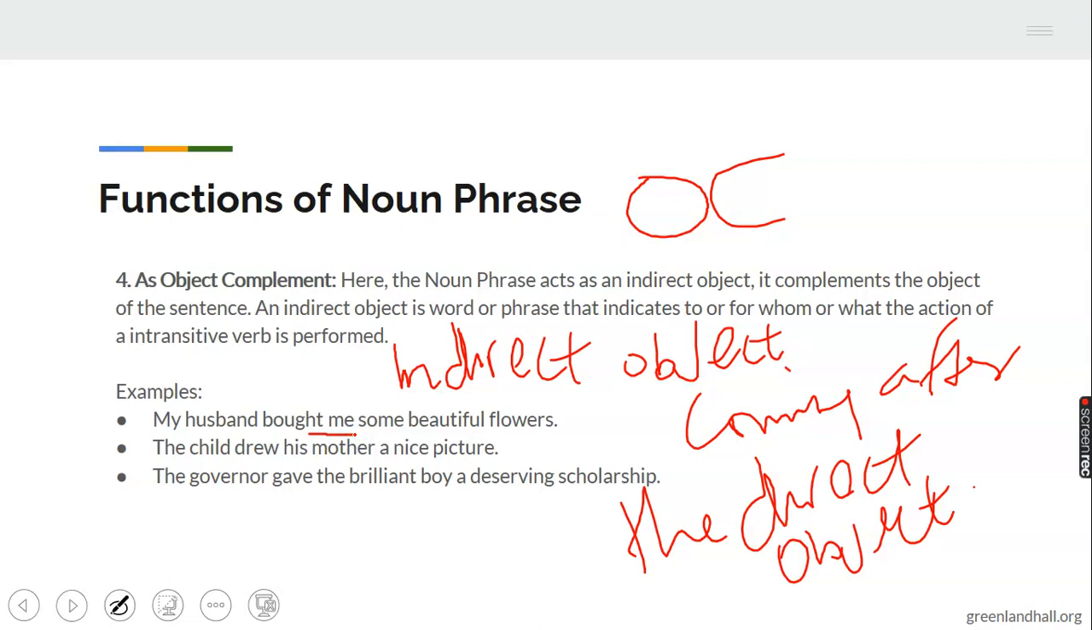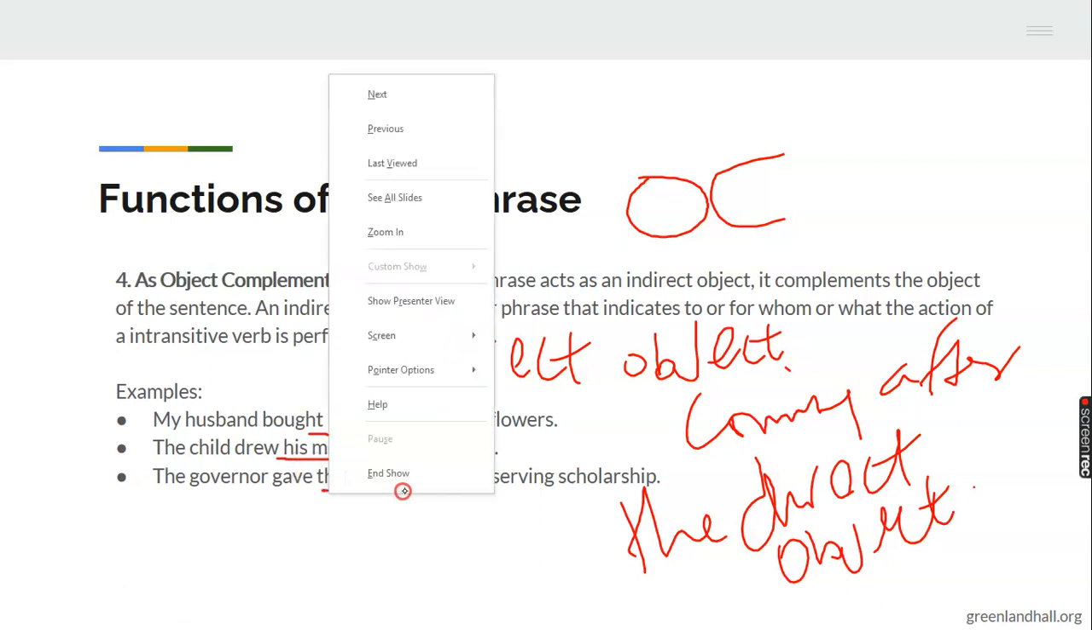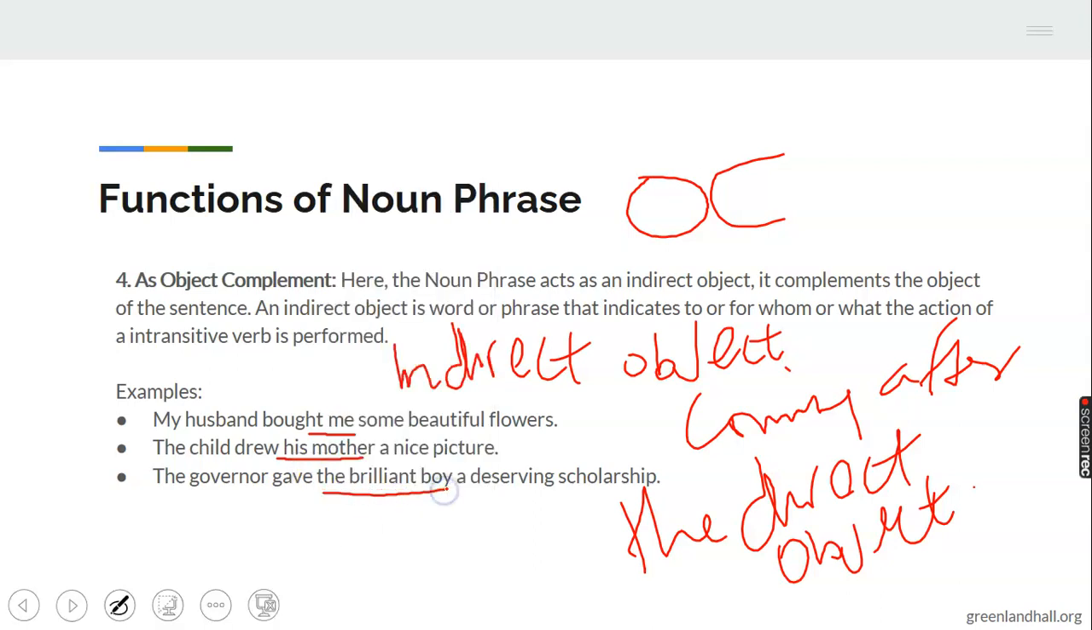The child drew his mother. This is a direct object. This is a direct object. The governor gave the brilliant boy. This is a direct object here. Meaning that anything you have after the direct object is a noun phrase working as object complement.